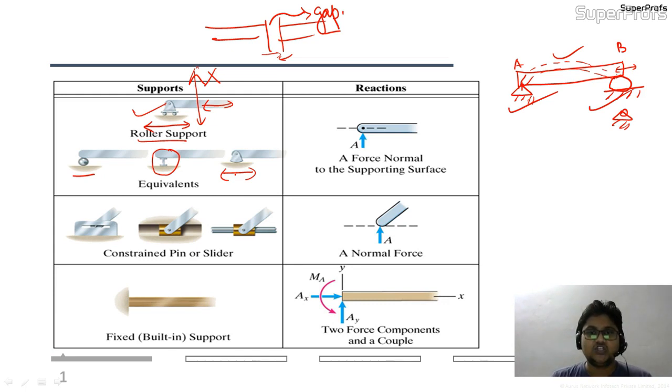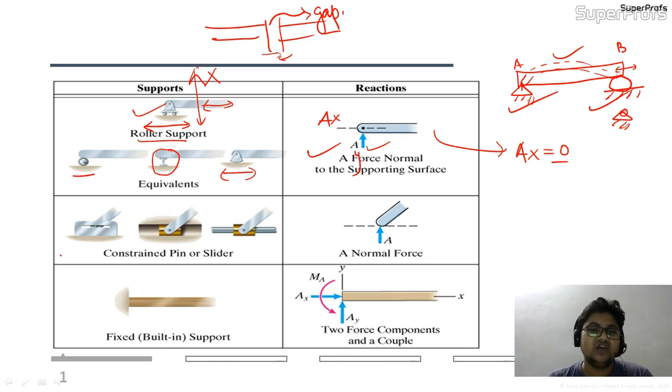So in case of roller support, the reaction we get is perpendicular to the direction of movement of the roller. You can see here only the force A in the vertical direction is coming into the picture. And here straight away we can say that the horizontal reaction will be zero. If this was AX and this was AY, straight away we can say that AX will be zero, because it is not restricting the member in the horizontal direction. Only the restriction is taking place in the vertical direction.